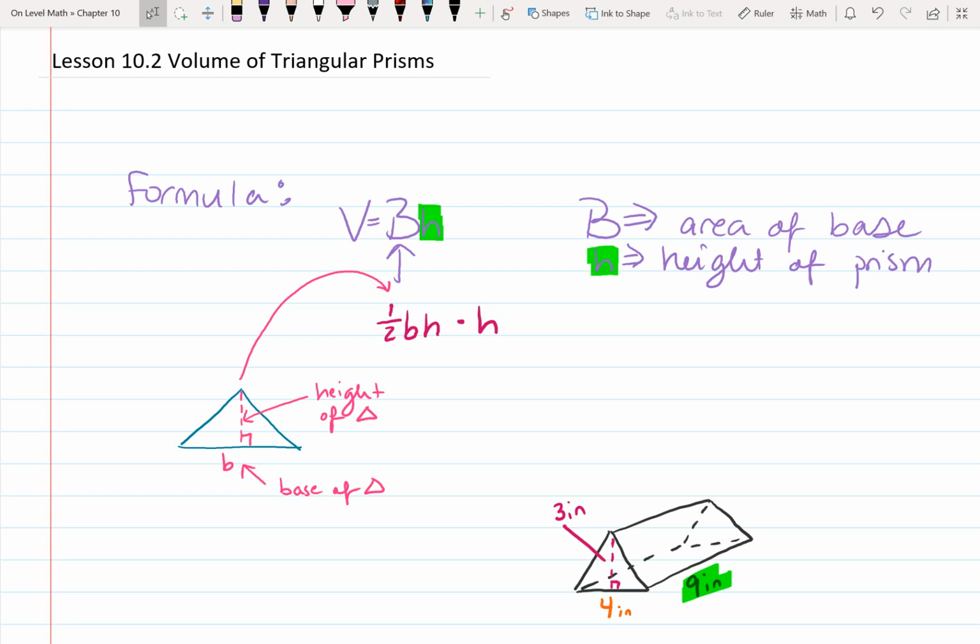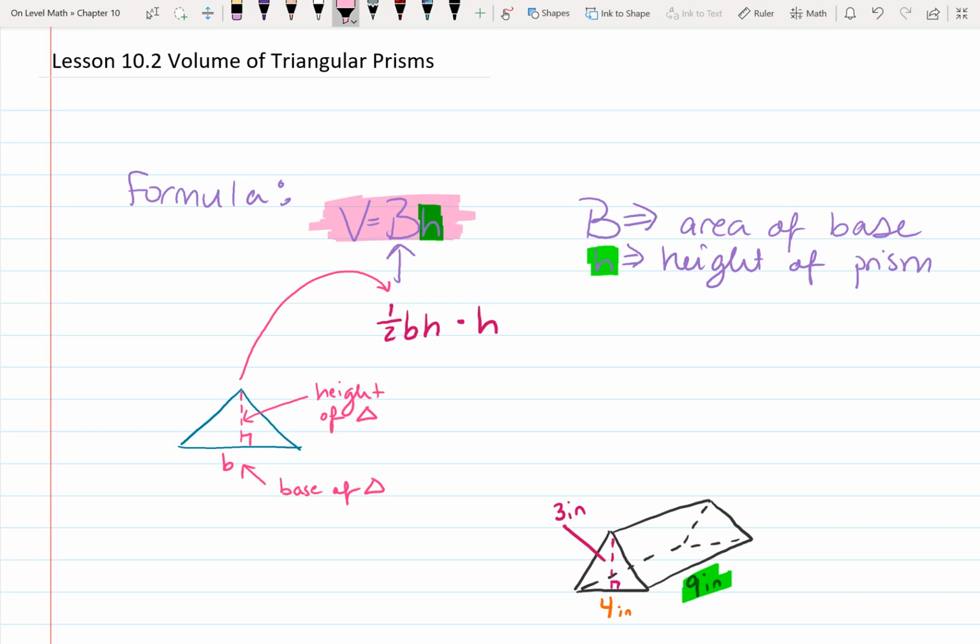Alrighty, and let's go ahead and start. 10.2. Now, super duper important. 10.1, our baseline formula, our original formula, forever and always, was V equals capital B times H. That's the exact same formula that we're using for volume of triangular prisms. Volume of prisms, you will always use this baseline formula. V equals area of base, capital B, times H, height of the prism, always.